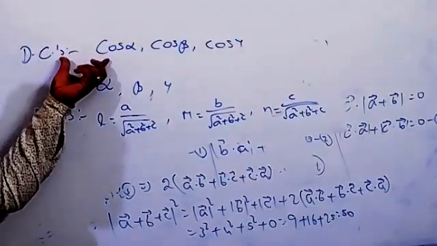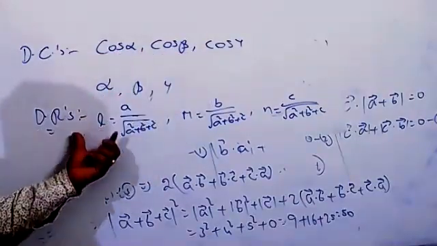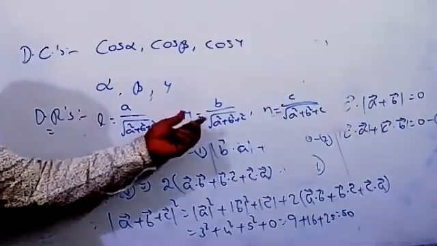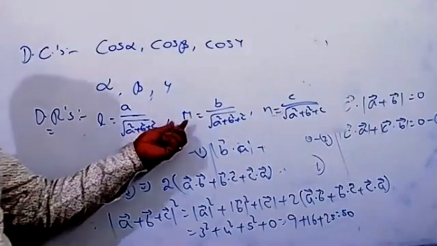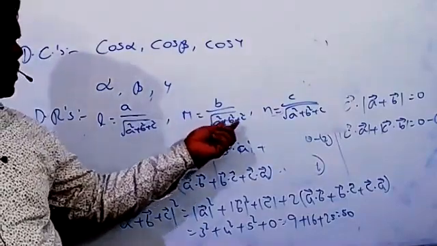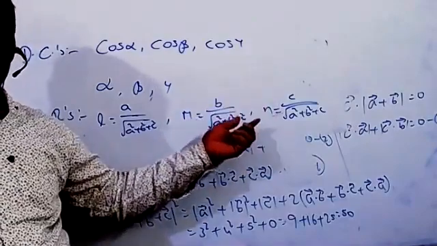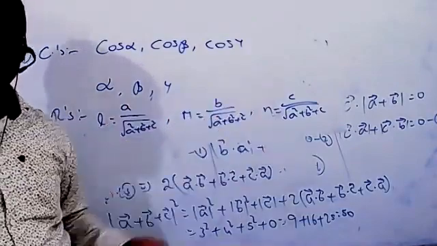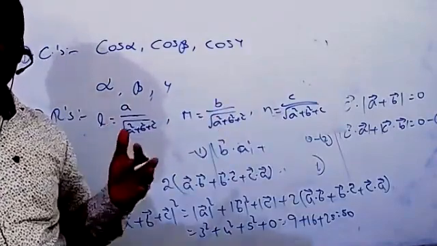Direction cosines: we have to find cos alpha, cos beta, cos gamma. Direction ratios: l, m, n, where l equals a by root of a square plus b square plus c square, m equals b by root of a square plus b square plus c square, and n equals c by root of a square plus b square plus c square. And what is the meaning of a, b, c? These are the coefficients of i, j, k, that is, the scalar components.